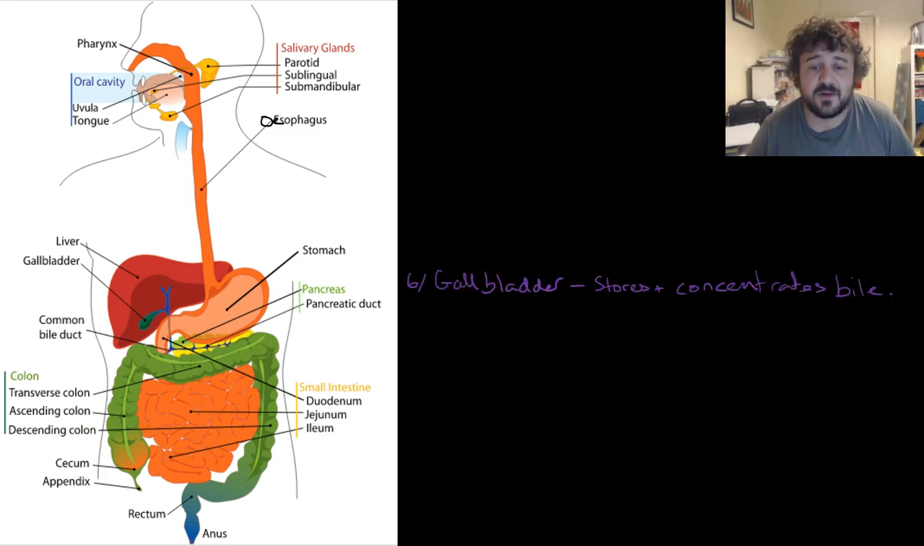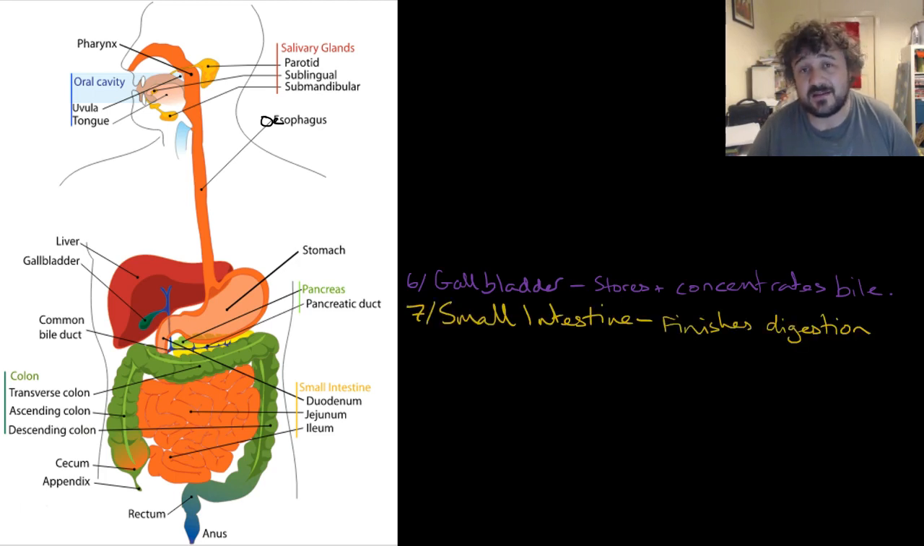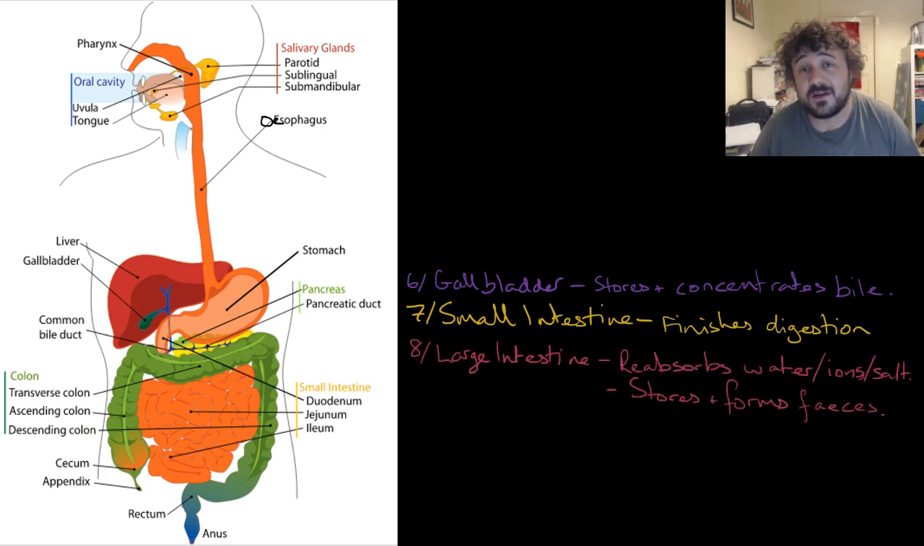So next, we want to look at the gallbladder. This is where bile comes from. So bile is stored and concentrated in the gallbladder. Now, the small intestine is where digestion is finished, mostly. So now we get to the large intestine, which is where water is reabsorbed back into the body.